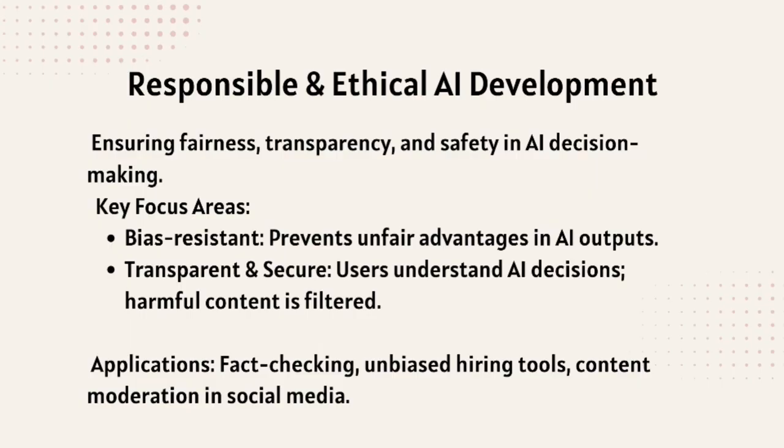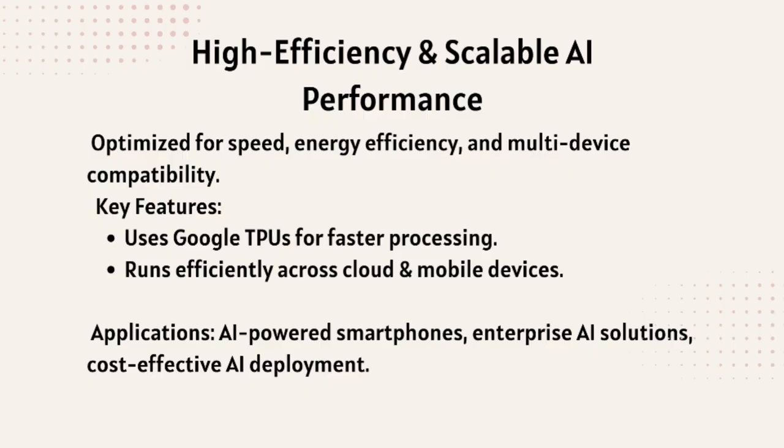Now let's look at the third key objective, which is high efficiency and scalable AI performance. Google Gemini is designed to be lightweight, scalable, and efficient, ensuring that AI can be used on a variety of devices from cloud servers to smartphones. So let's look at the key features. Google Gemini runs efficiently on Google TPU, which is Tensor Processing Unit, for high-speed AI computation. It works across different platforms, from powerful cloud-based applications to mobile devices. It runs on an optimized neural network architecture to reduce power consumption.